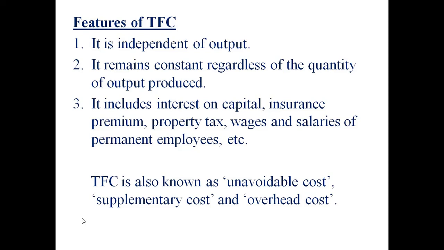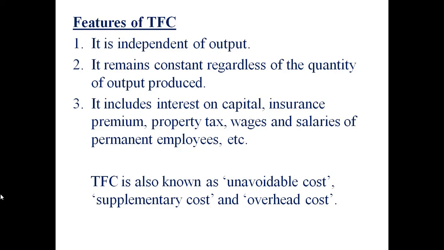If the level of output is increasing, TFC will remain constant. If the scale of output is decreasing, TFC will remain constant all the time. So point number two again advocates the same thing, that it remains constant regardless of the quantity of output that is produced. If the output is increasing, TFC will remain constant. It will not increase. It will remain the same as it is. And again when the output is, let us say, 0, still the total fixed cost will remain constant.